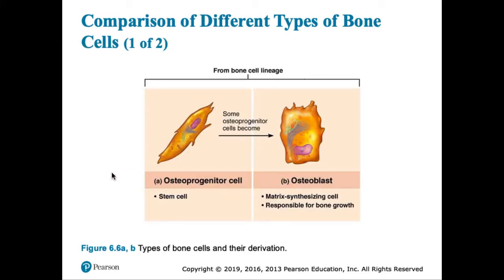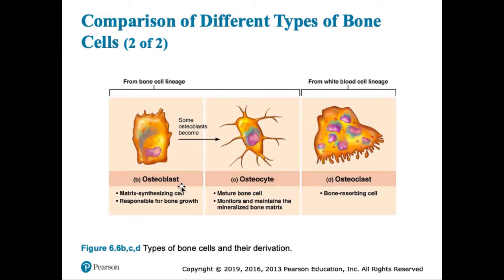Just to compare some of these, this is what we call an osteoprogenitor cell. It's a stem cell that can become different types of cells in the bone. So basically, this is a bone lineage cell. It can become an osteoblast. The osteoblast is responsible for bone growth. It helps build bone; it's a matrix-synthesizing cell. It replaces our bone, so as bone cells die off, you get more osteoblasts to help replace that bone. The osteoblast can become an osteocyte. That's a mature bone cell, and it monitors and maintains the mineralized bone matrix.